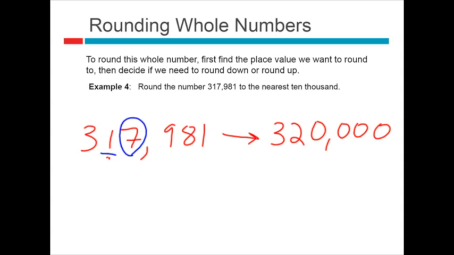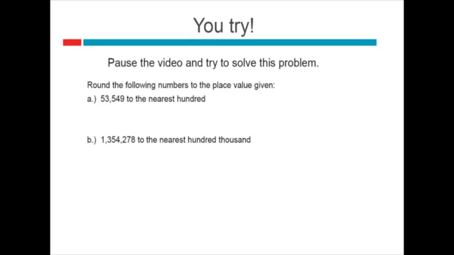So 317,981 rounded to the nearest 10,000 becomes 320,000. All right, now you try an example. Pause the video and try to solve the problem. When you play the video again, I'll show you my answer, and you can check to see if your answer matches up.